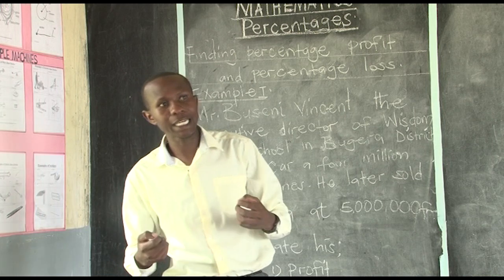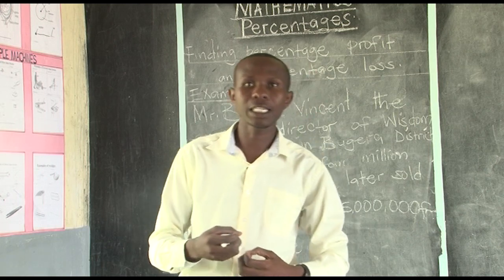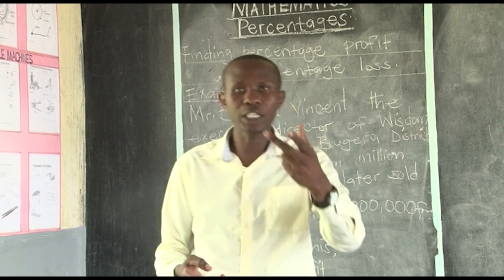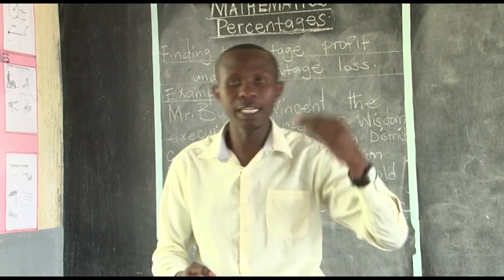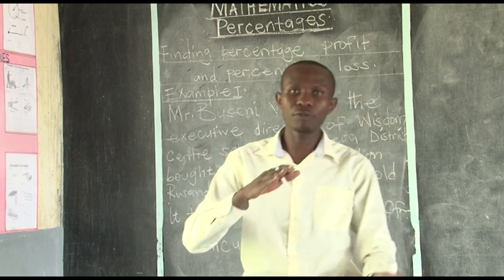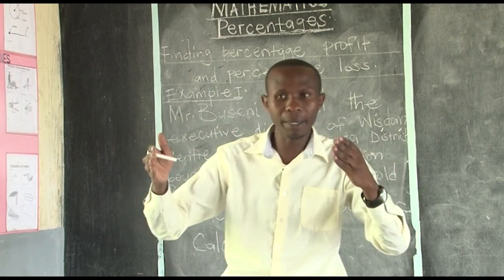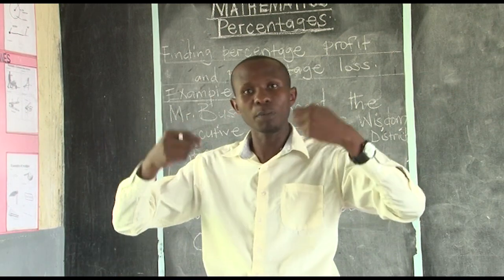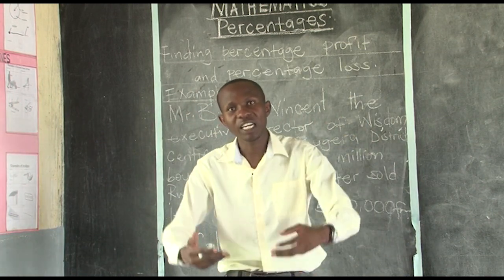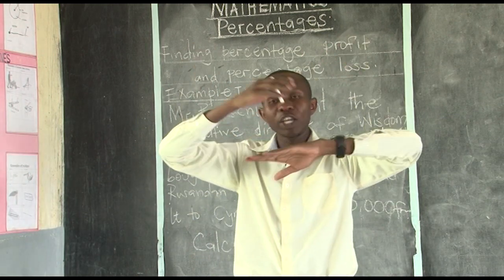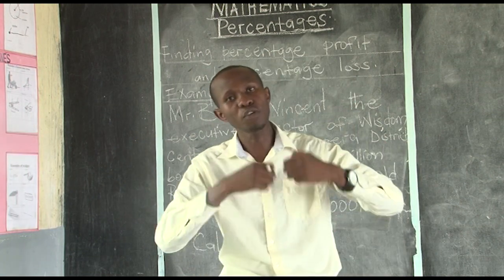When they talk about profit, simply what do they mean? We have to understand that in our language. In case you have bought one pen at 200, then you sell it to somebody at 300, you'll find out that the money has increased. That increment, that difference between the money you bought and the money you sold, is what we call profit. So it means if you buy at a lower price and you sell it at a high price, the money which comes on top of your cost price is what we refer to as profit.